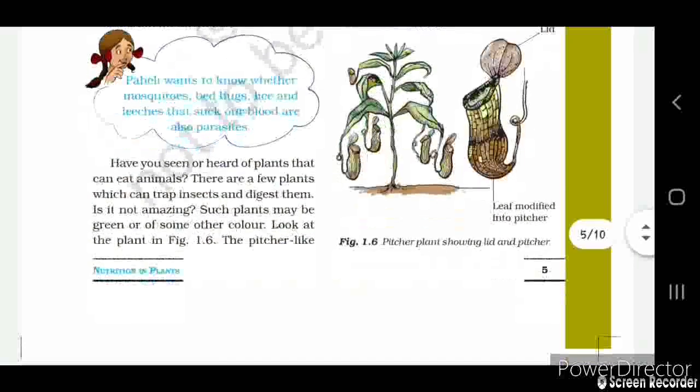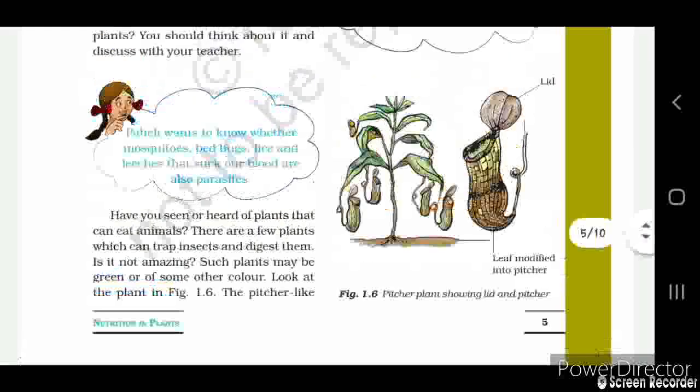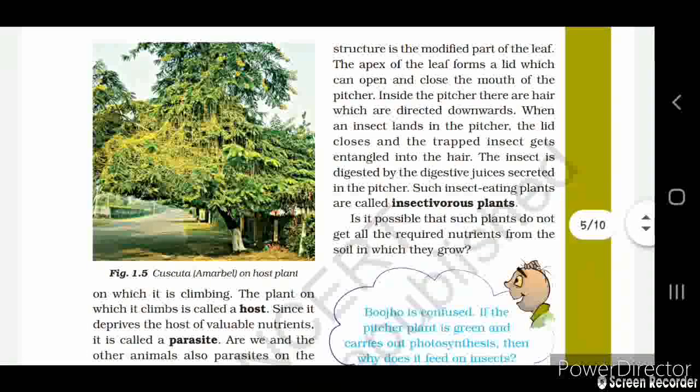It is the pitcher plant, showing leaf and pitcher. The pitcher structure is a modified part of the plant leaf, and the apex of the leaf forms a lid. The lid can open and close the mouth of the pitcher. Inside the pitcher you can see hairs that are directed downward.